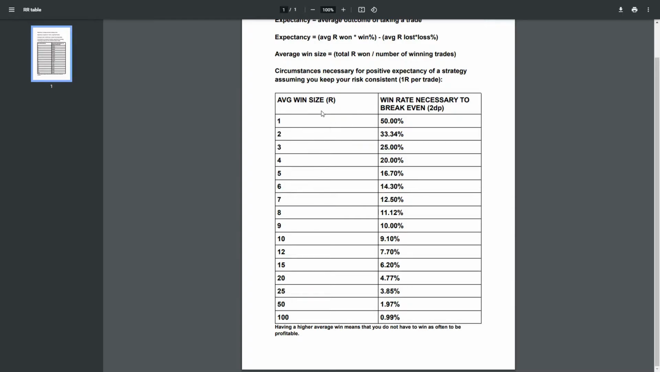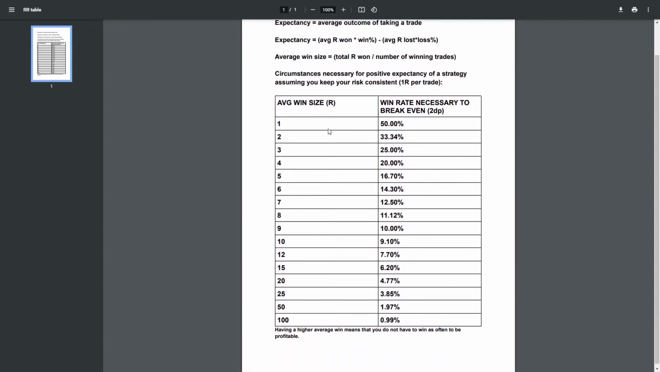Now, that's not to say that a lower risk to reward strategy is an issue, especially if you're on the higher time frames and you're a really good analyst. You might be able to achieve a really high win rate. So a lower risk to reward is absolutely fine as long as you're generating a win rate which is greater than the win rate that's necessary to break even.